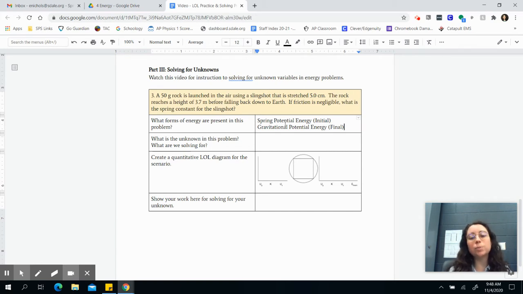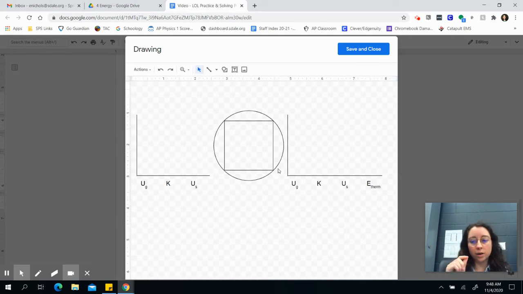It says friction is negligible, so we're not going to have any thermal energy. And since we're picking that point as our snapshot with the max height before it falls down, it's not going to be moving, so there is no kinetic energy in either snapshot. Let's do the O part of our LOL diagram and then put in our X's for the stuff that we already know doesn't exist.